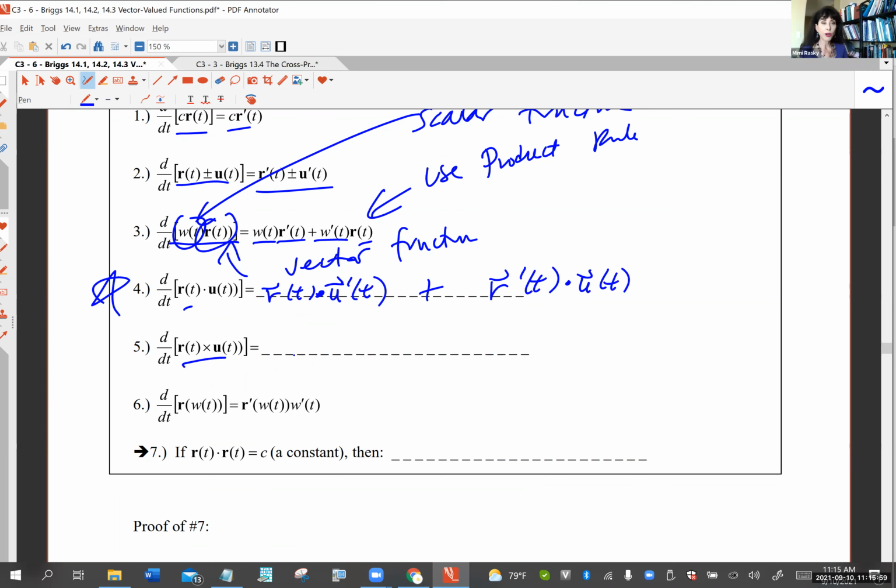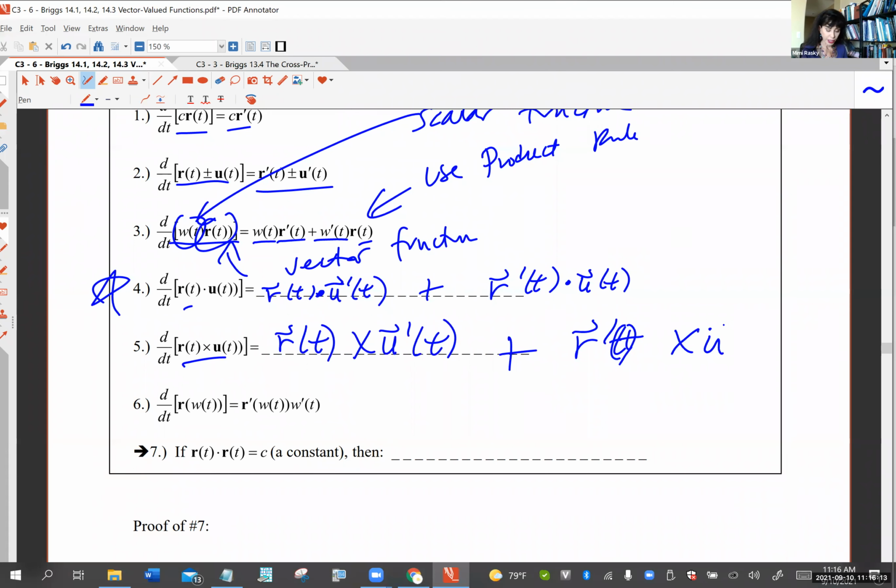Ooh, derivative of a cross product. Can you do that? Sure. Product rule again: r of t cross product with u prime, plus r prime cross product with u. A lot of product rule going on here. Product rule is super important.